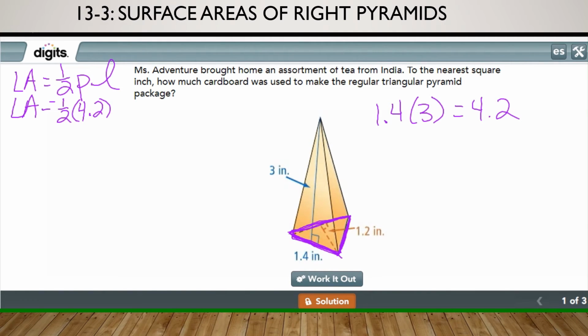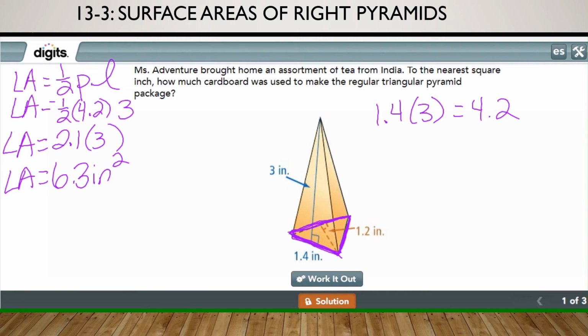And then the slant height, remember, that's the height of the lateral face. So look at the ones that's the lateral face and look at the height of that triangle. And that is 3. So then we're going to go ahead and multiply all of that together. So if we do half of 4 2/10, that's 2 1/10. And then you go ahead and multiply that by 3. You end up with 6 3/10. And don't forget your units, that's inches squared.